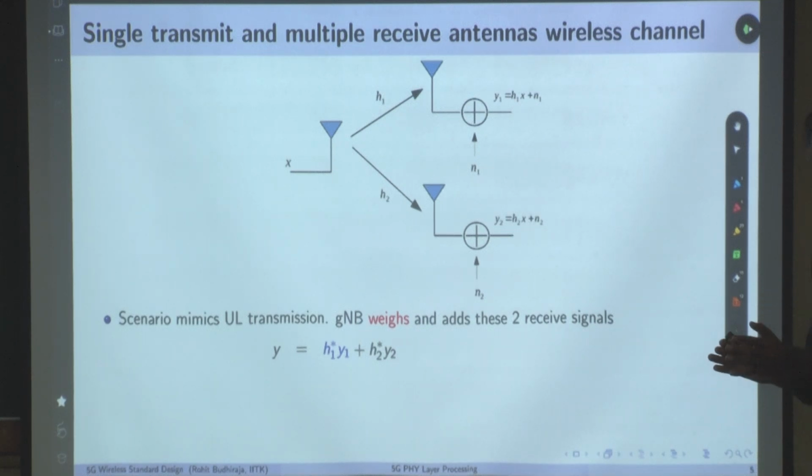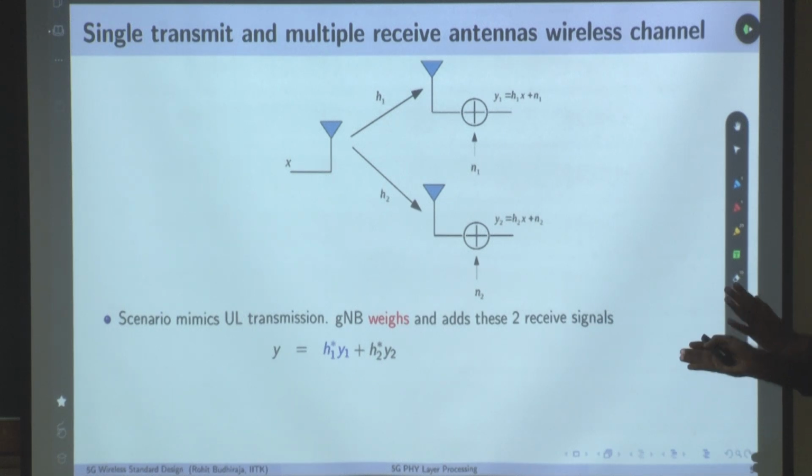And why is it weighing these two signals? The reason is, let us take extreme cases. If h1 is 0, if the channel is so bad over here that you receive only noise, and let us say h2 is 1, what will this antenna receive? X plus n2, right. So how is it weighing? h1 is 0, 0 into y1 plus h2 is 1, 1 into y2. Why does it need to weigh? It is giving importance to these signals while adding them.